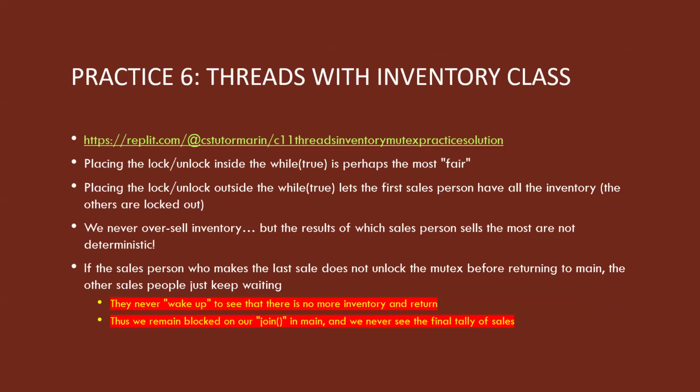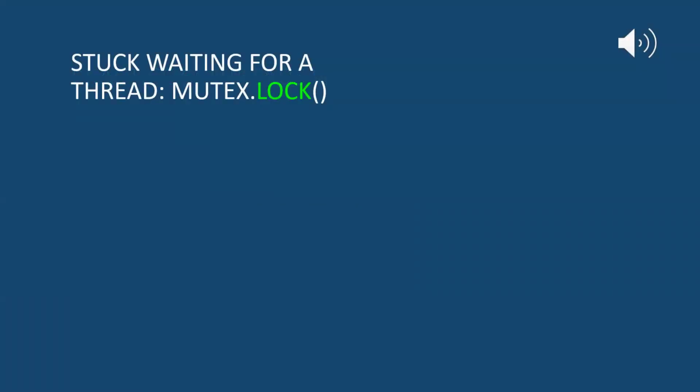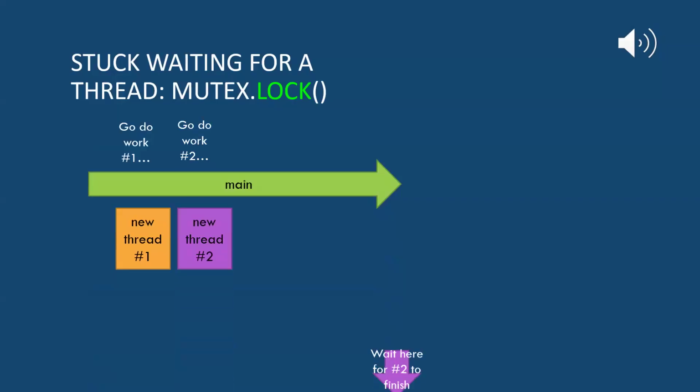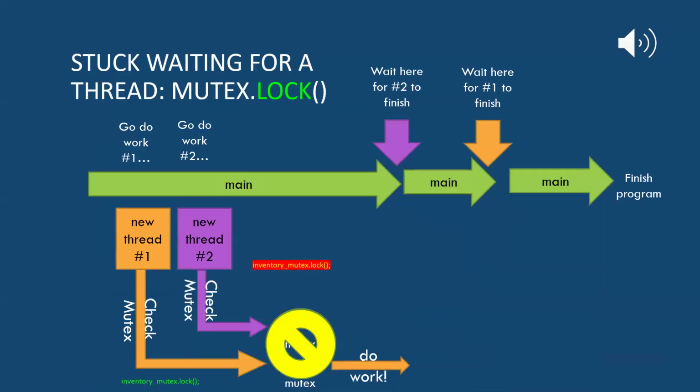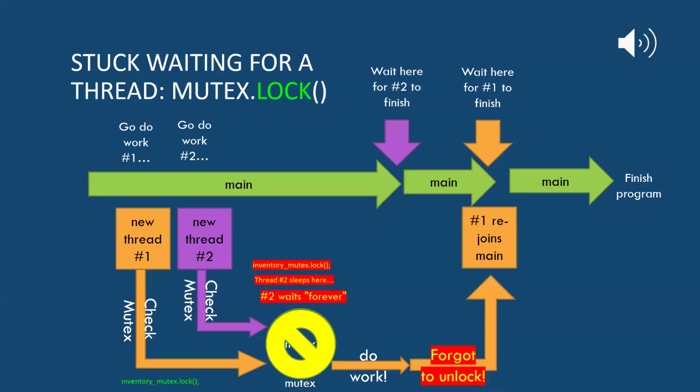Good. Okay, so sometimes we can get stuck waiting on the lock. So this we talked about, right? This is when we forget to unlock. So that's just what's happening here. We're stuck at this point waiting for number two and it never comes back. So we never even get to the rejoin point for one. That's just a bit of a graphical visualization of that for you.